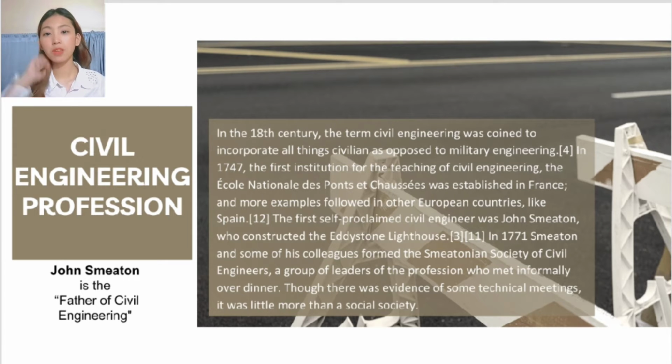In 1747, the first institution for the teaching of civil engineering was established in France. More examples followed in other European countries like Spain. The first self-proclaimed civil engineer was John Smeaton, who constructed the Eddystone Lighthouse. In 1771, Smeaton and some of his colleagues formed the Smeatonian Society of Civil Engineers, a group of leaders of the profession who met informally over dinner. Though there was evidence of some technical meetings, it was little more than a social society.